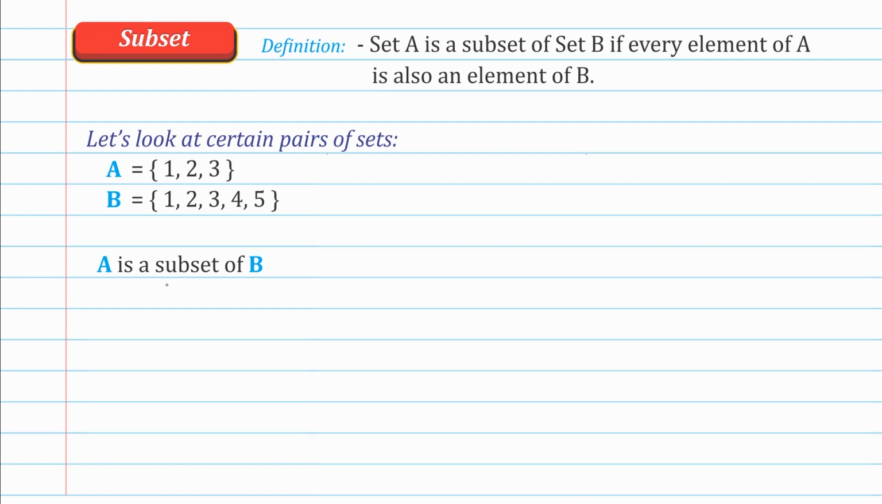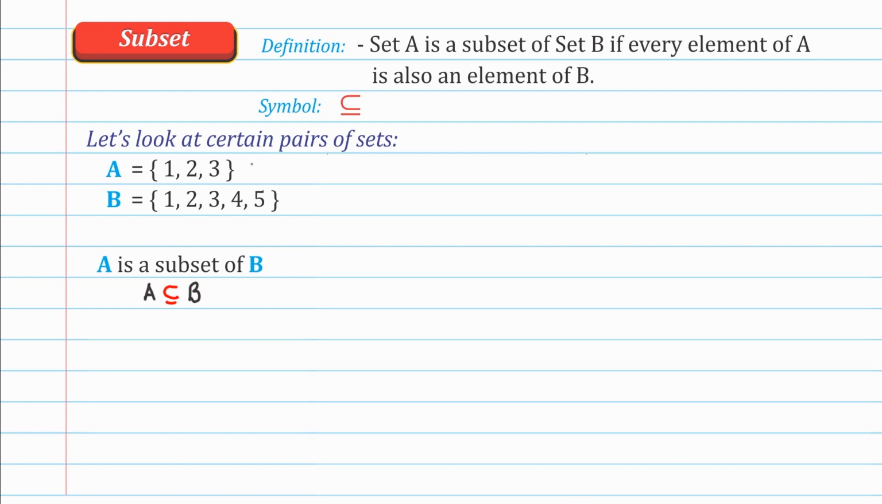Now, how do we write that in mathematical form? We have a symbol for subsets, which is this one. It's actually a letter C, and below it is a horizontal line. Now, we write it in mathematical symbols as A is a subset of B.